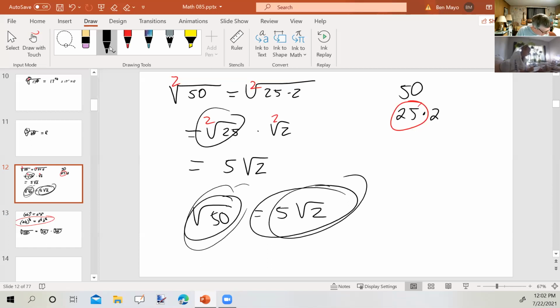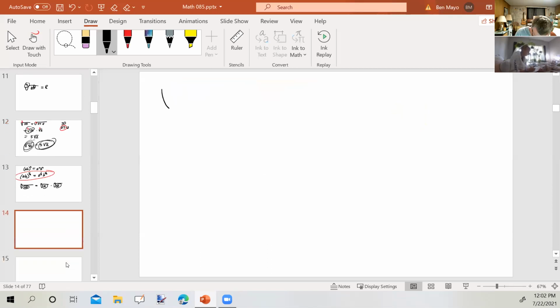All right, let's take a look at another example. The square root of 28. Well, let's see. What I'm trying to think of is, what is the largest perfect square factor of 28? So what times what is 28, where we've got a perfect square? And maybe you see that it's a 4 and maybe you don't. Let's say you don't, okay?